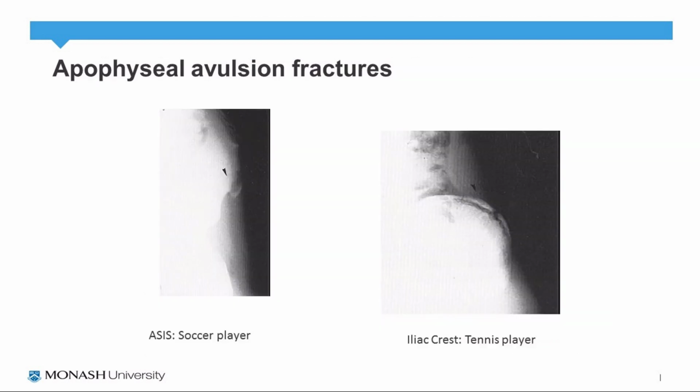This example is a patient who had an ASIS avulsion, and this was in a soccer player, and then commonly in tennis players, because of the serving action, you could have iliac crest avulsions.